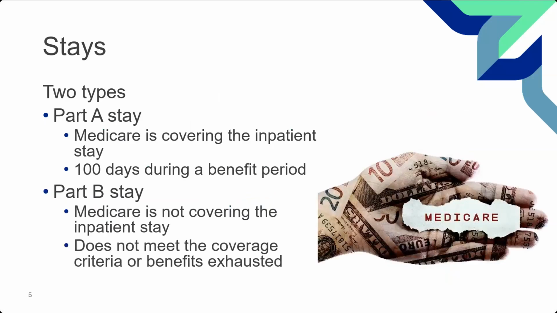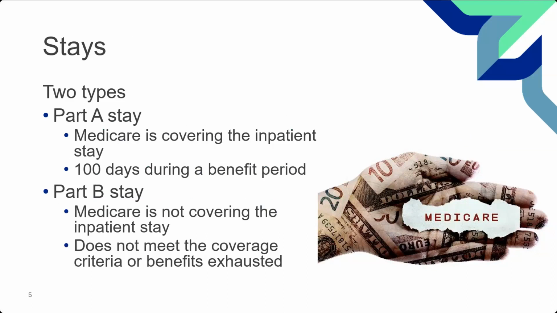Under Medicare, there are 2 types of stays. There is a Part A stay. This is a medically necessary stay that meets the Medicare coverage criteria. We'll talk more about those coverage criteria, because if they do not meet the coverage criteria, then Medicare will not be paying for the stay.